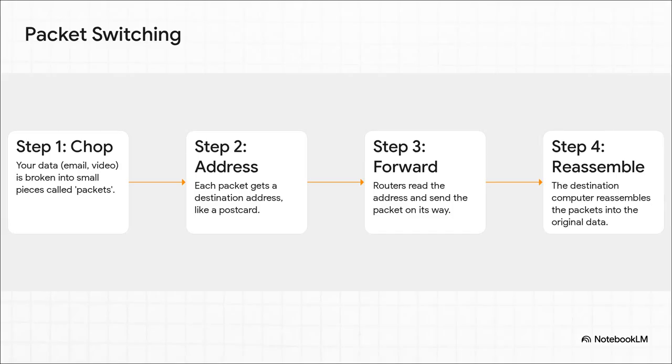So here's how that whole process works. First, your data gets chopped into those small packets. Second, each and every packet gets stamped with the final destination address, just like a piece of mail. Third, the routers, our traffic directors, don't need to know what's in the message. They just read the address on each packet and forward it along the network. And finally, all the packets arrive at their destination. They may have taken different routes, they might even arrive out of order, but the computer on the other end knows exactly how to reassemble them into the original message.